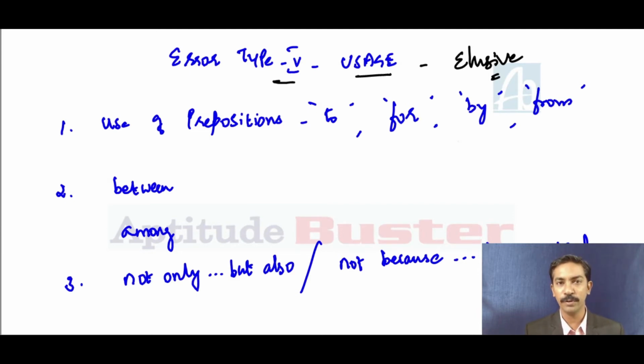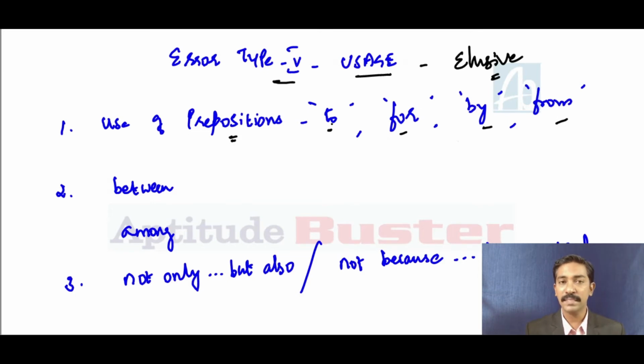I will explain a few common structures that are usually tested, but usage errors you cannot define. Only from this you will get questions. I can give you samples so that through those samples you can try to evolve the other logic and answer questions. To start with, usage-based errors will usually check the correct use of prepositions like to, for, by, from.